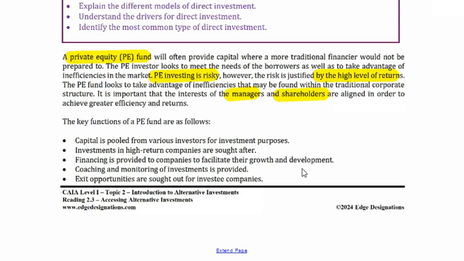What are the key functions of a private equity fund? Capital is pooled from various investors. They then look for investments in high return companies. They promote and facilitate the growth and development of this company. Financing is provided as well. They often offer coaching and mentoring to their investee companies to grow them nicely, and then they'd often exit profitably.